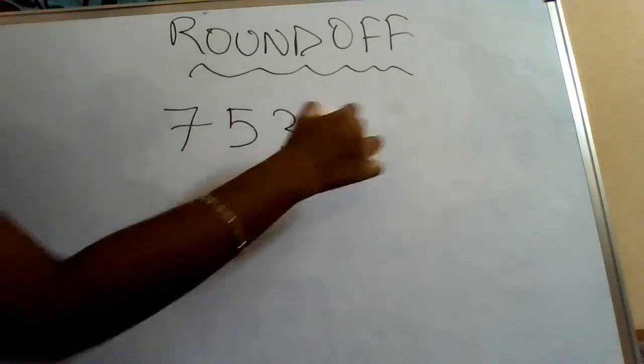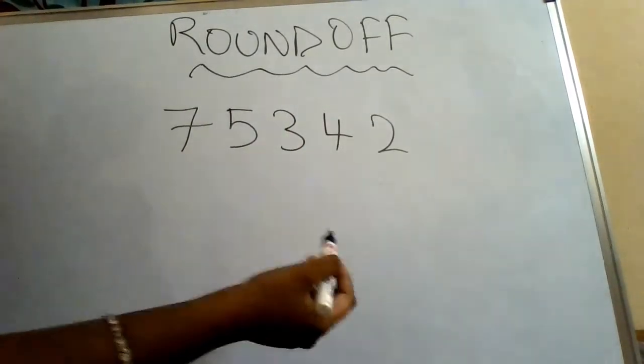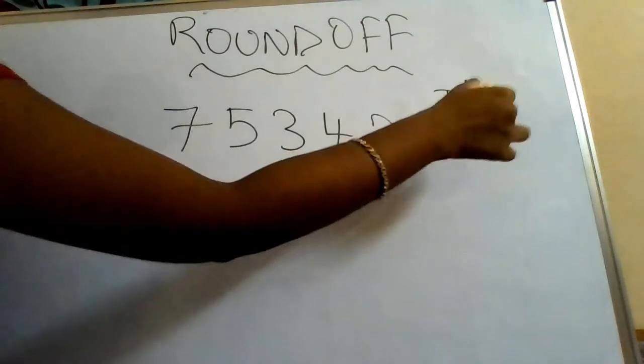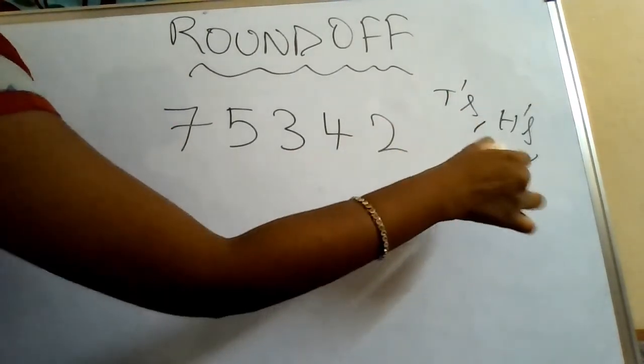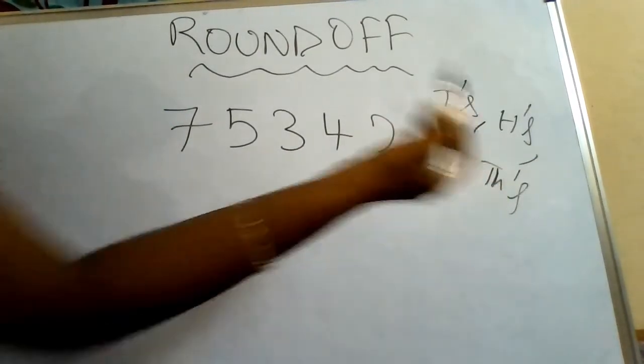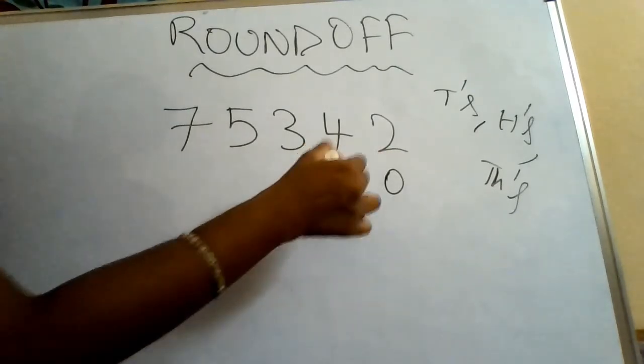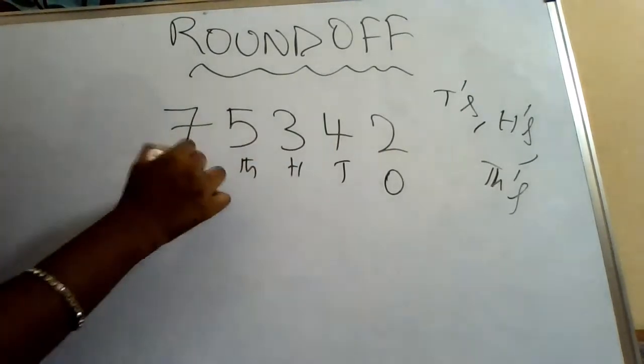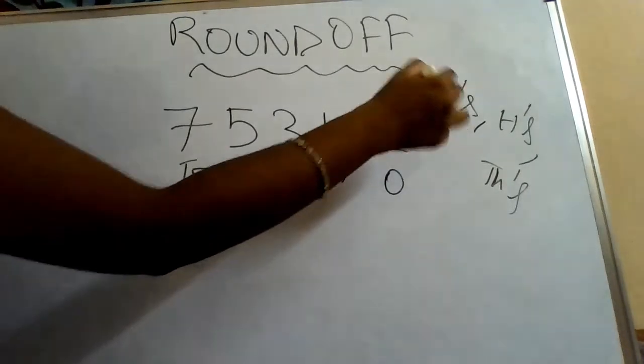75342. First you have to round it off to the tens place, hundreds place and thousands place. I'll be explaining how to round it off. The first thing you have to do is mark the places: ones, tens, hundreds, thousands, ten thousands. Mark these. And now first we are doing it for the tens place.